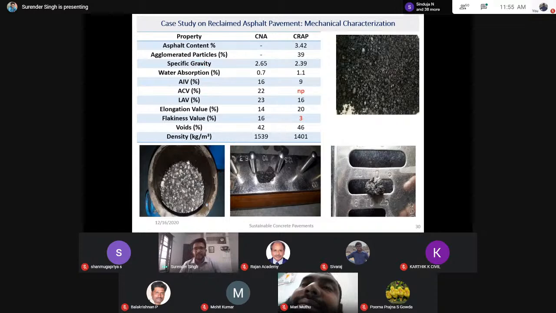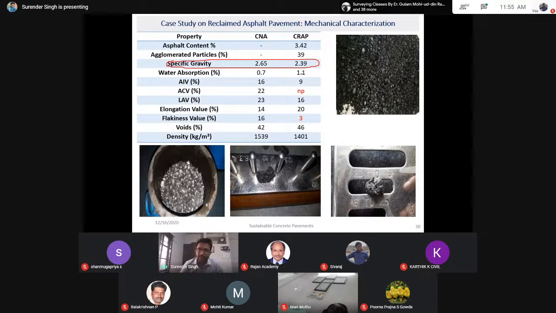specific gravity. Let's say the specific gravity of the natural aggregate was 2.65. For RAP, it is 2.39. Why? Because the specific gravity of bitumen is 1 and aggregate is 2.65. When you are coating it, the combined specific gravity reduces. For water absorption, you need less than 2%, right? And for RAP material, the water absorption was less than 2%.